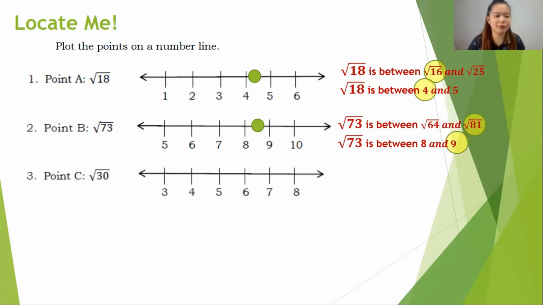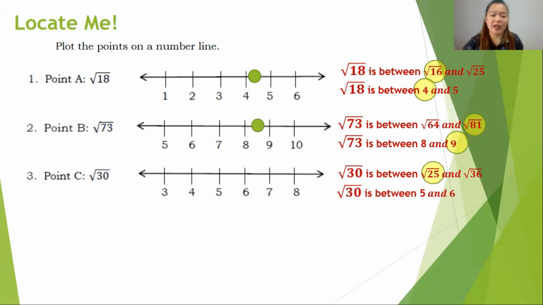Okay, so if you have point C, which is the square root of 30, we know that the square root of 30 is between the square root of 25 and 36, or between 5 and 6, and it is closer to 25, therefore it's closer to 5. So, yung plot niya ay dito. Medyo tansyahin nyo lang yung sagot.